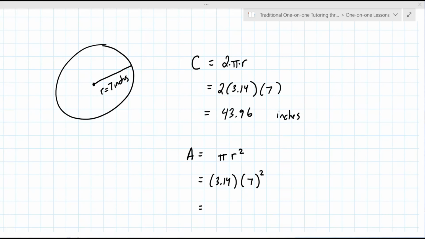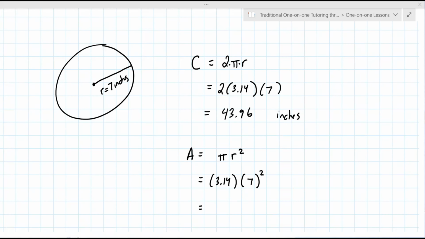So 3.14 times 7 squared. You have to first square the 7. Remember, order of operations. So first square the 7. The answer is 153.86. Now, what are the units? Is it inches or is it inches squared? Inches squared.